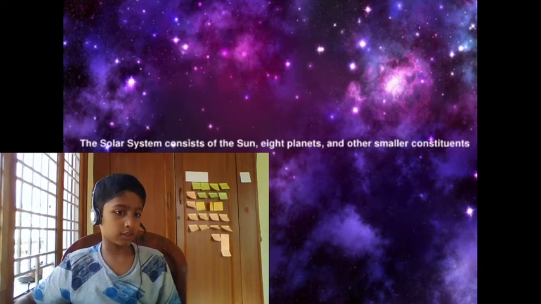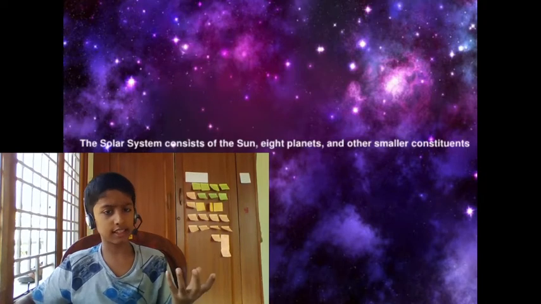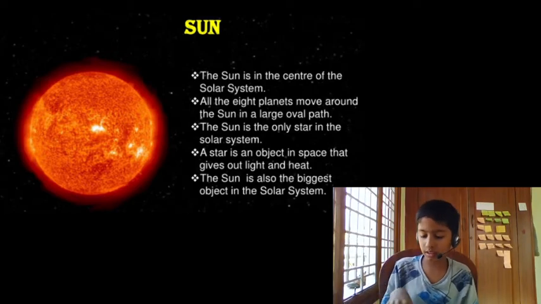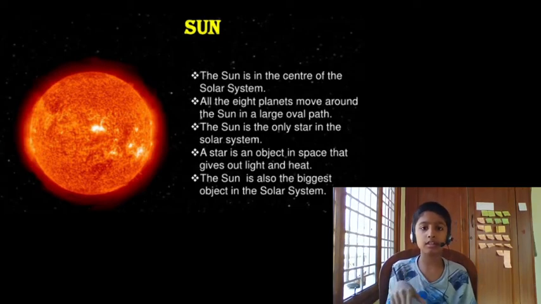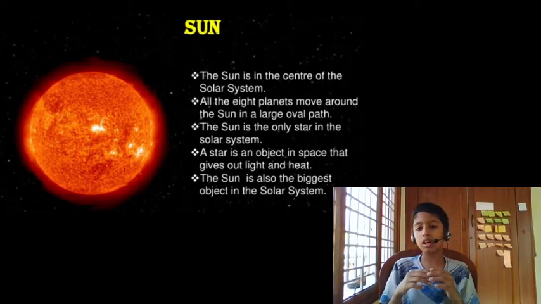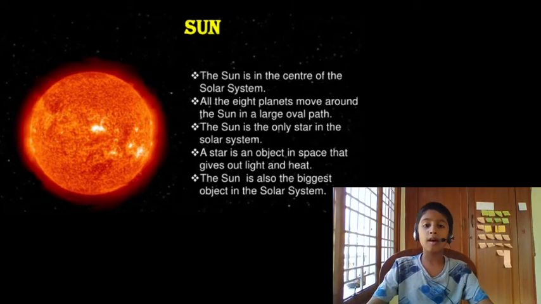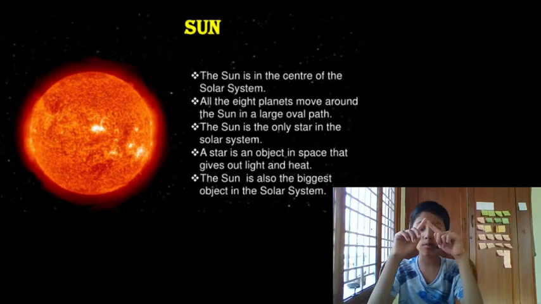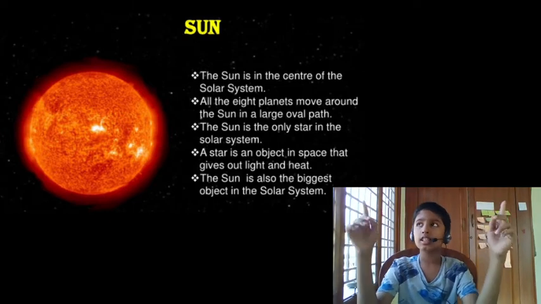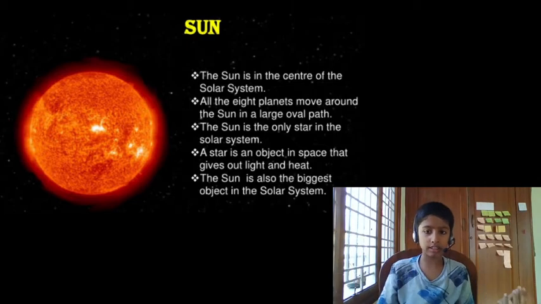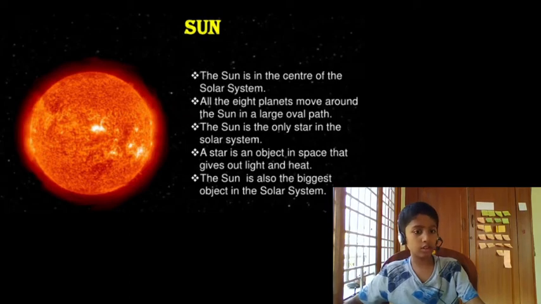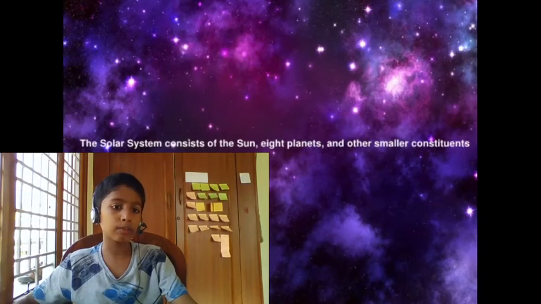So the solar system consists of the sun. We'll see what the sun is. The sun is in the center of the solar system, and all the 8 planets revolve around the sun in a large oval path, not a perfect circle. The solar system consists of 8 planets, and the first planet is Mercury.